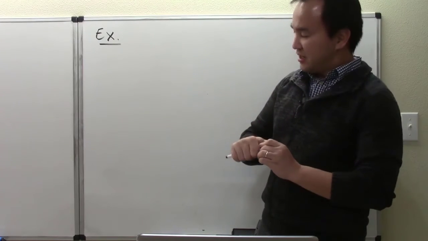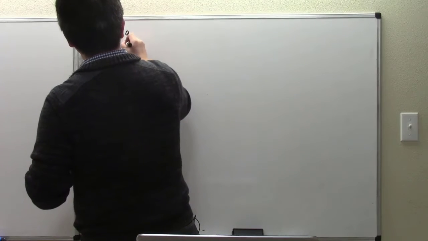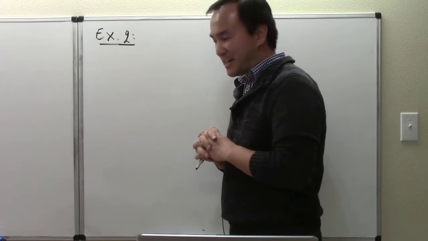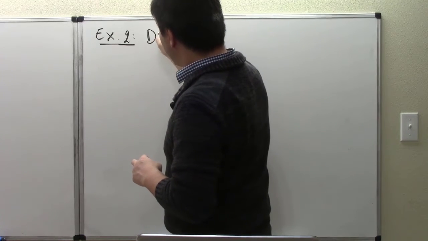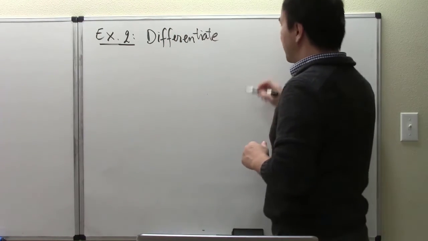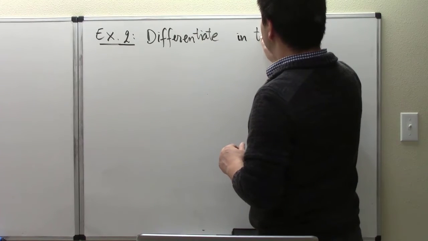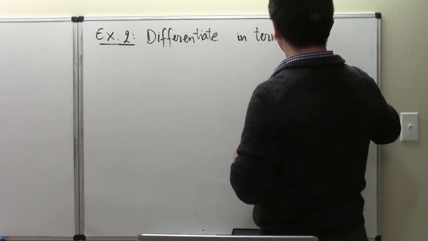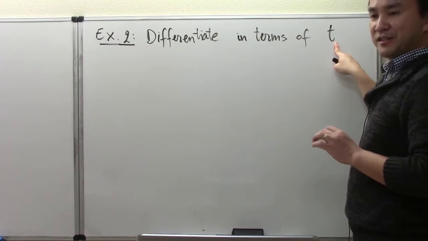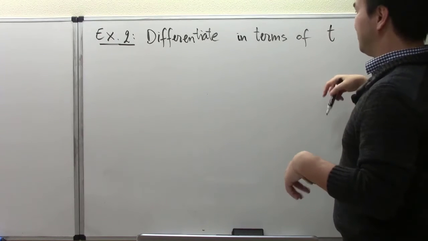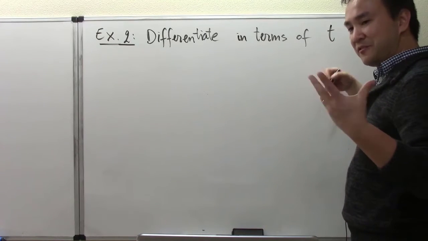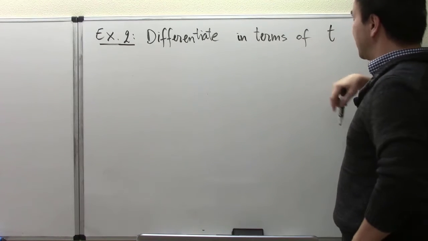Okay, so here we are at example 2. I'm going to revise my instruction of the example. So here I'm going to say we want to differentiate in terms of t. And really at this point t is just a variable choice of mine. But in other cases, watch out, it could be s, it could be u, it could be v, it could be whatever. So differentiate in terms of t.